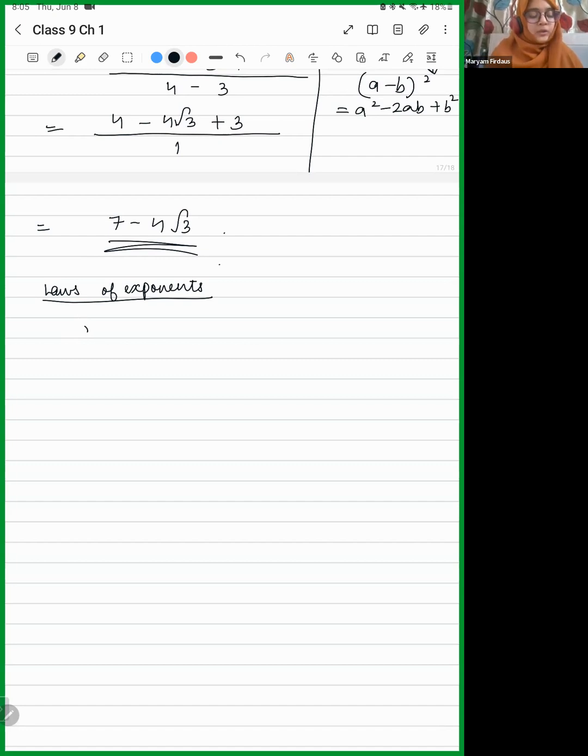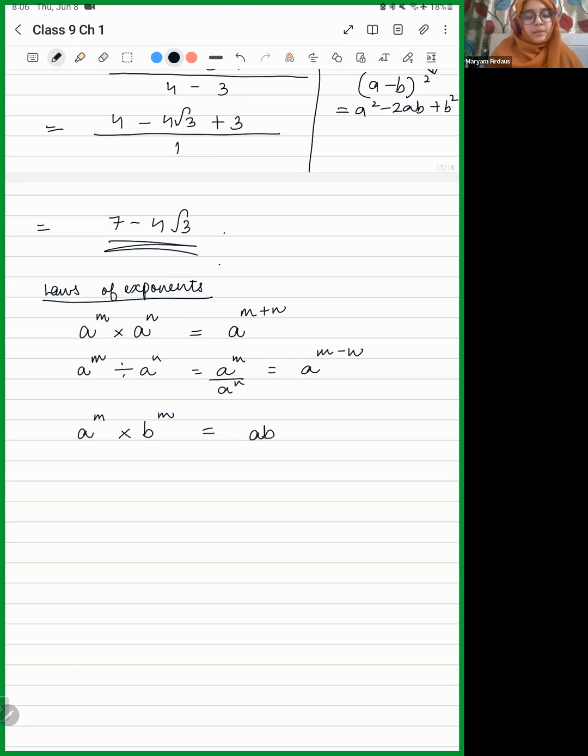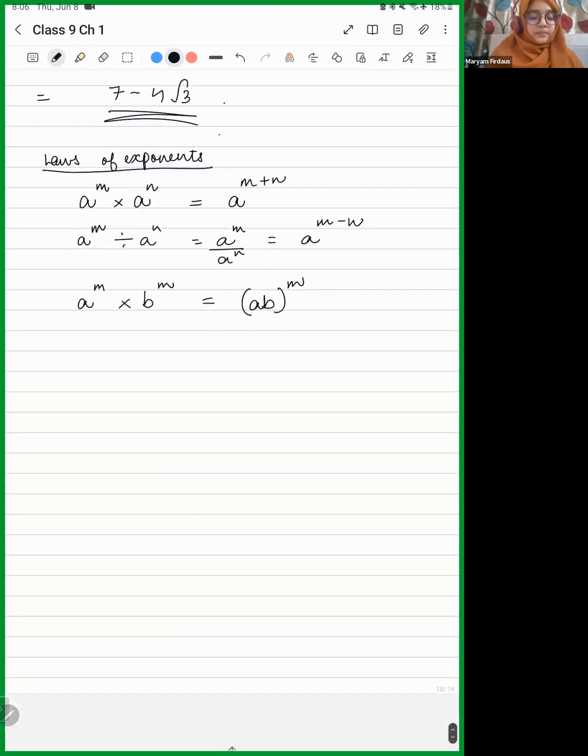A to the power m multiplied by a to the power n is equal to a to the power m plus n. Similarly, a to the power m divided by a to the power n is a to the power m minus n. Then a to the power m multiplied by b to the power m is equal to ab whole to the power m.